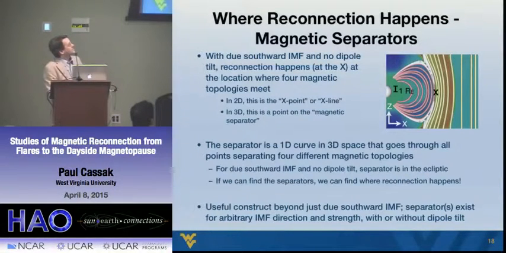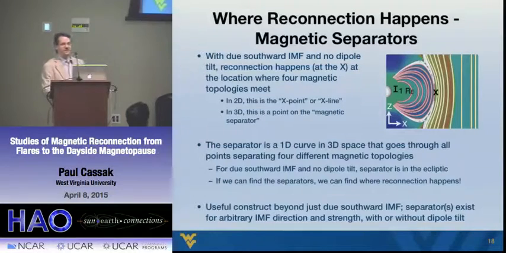Okay, so you can see that they all meet at one point. In this case, this had due southward IMF, so reconnection would be expected to happen right there, and that's where that point is. That point is what separates the different, they're called magnetic topologies, right? If you want to say, where does reconnection happen, it's equivalent to saying, where do these magnetic topologies meet? Because that's where the magnetic fields are breaking. So in this case, we know exactly where it is.